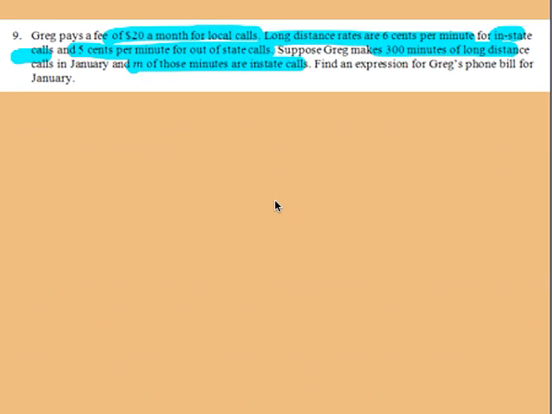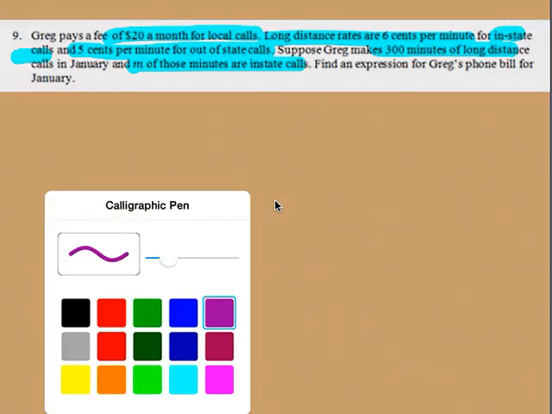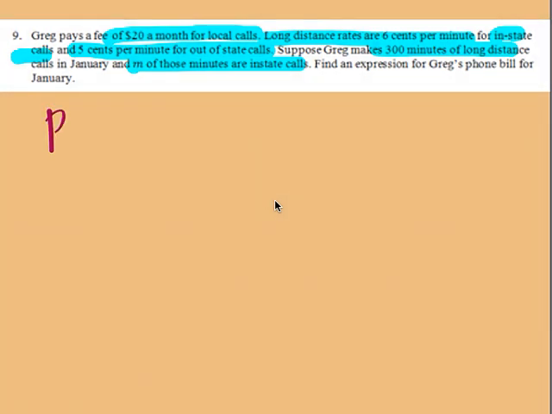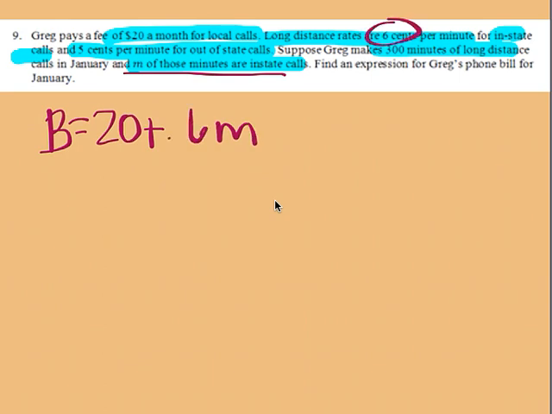So now we need to write an expression. That was a lot of information in one place. We're trying to figure out what our total bill was going to be. Well, to start off with, we're paying $20 a month. No matter how many long distance calls we make, we have to pay that $20. It says here that M represents in-state calls. So for every M in-state call I have, it's going to cost me 6 cents per minute, which I'm going to write as 0.06.